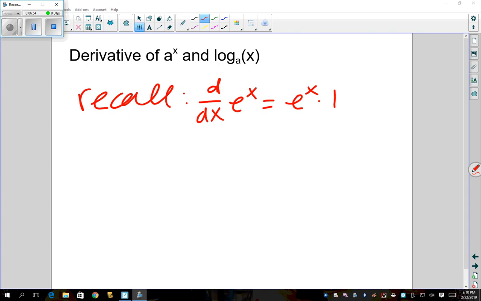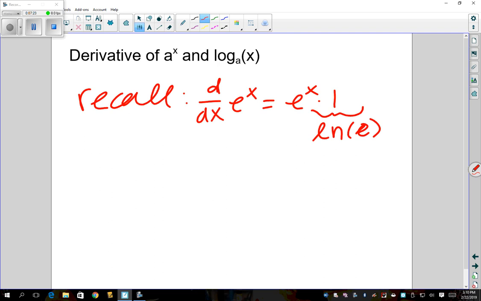So now we have 2 more derivatives to really go over, and that's a to the x and then log base x. So if we remember correctly, which we should, the derivative of e to the x is just e to the x. And I'm going to write this as times 1 because this goes along with our rule. This actually follows our rule. If we think about ln of e, that's equal to 1.